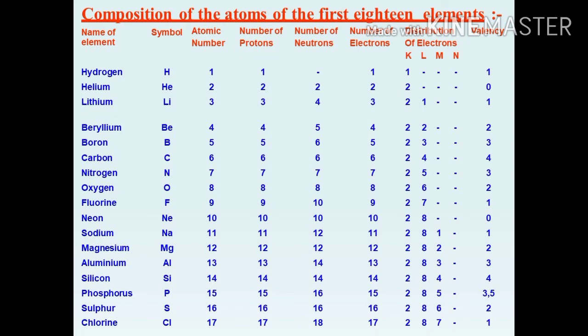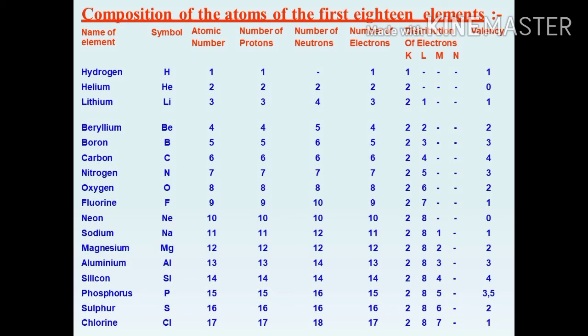Then oxygen, O, atomic number 8, proton 8, neutron 8, electron 8. The K shell contains 2, and the L shell 6, total 8 electrons. But the outermost shell needs 2 more electrons. So valence is 2.